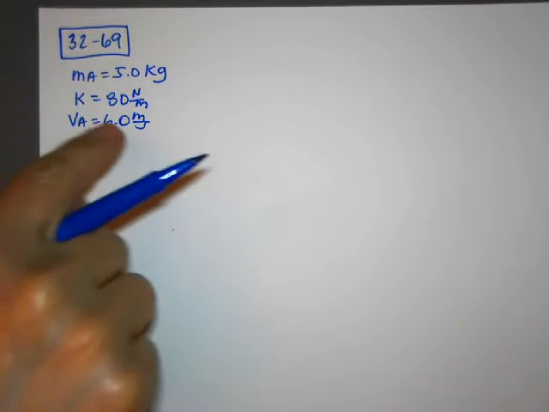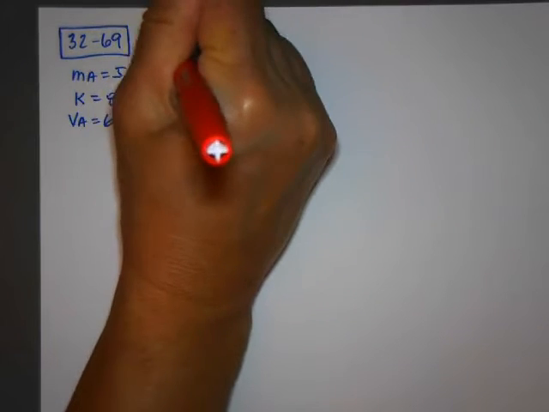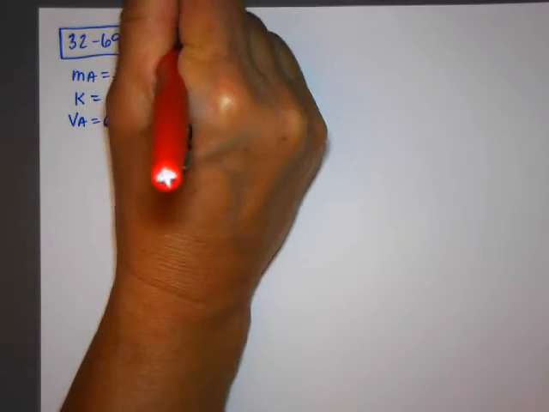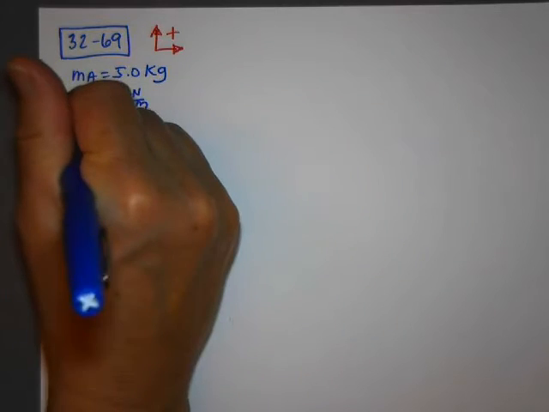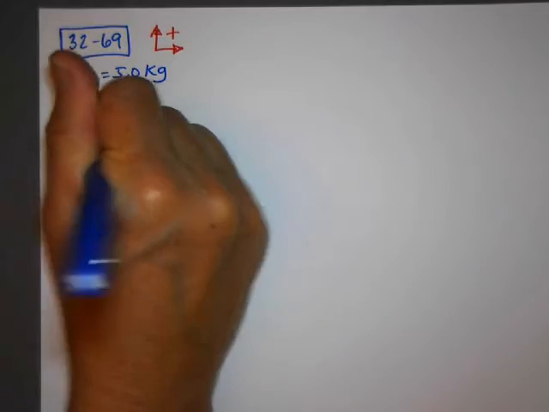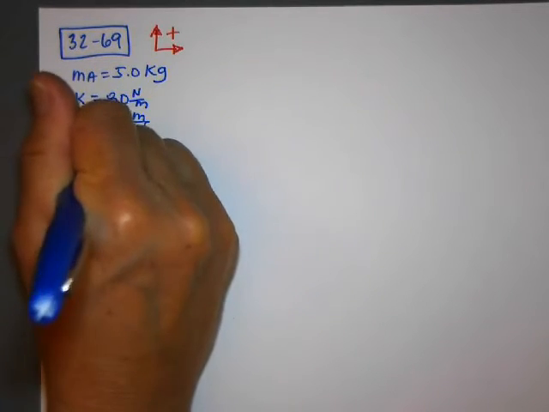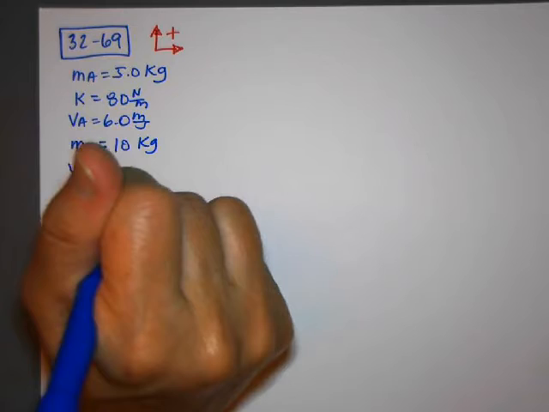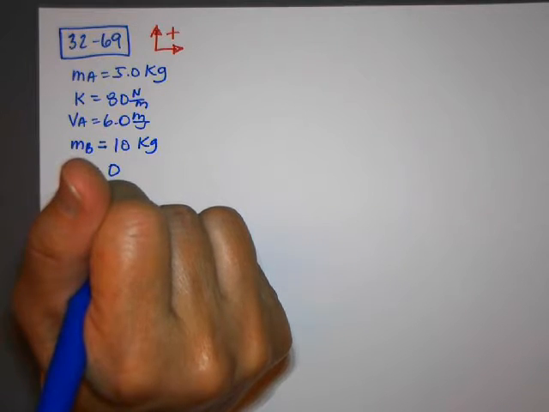To the right, so that's going to be positive because I'm going to use my same standard Cartesian sign convention, that up and to the right is positive. The end with the spring collides with a 10 kilogram mass, so MB is 10 kilograms and it's stationary, so VB is equal to 0. Determine the maximum compression of the spring.